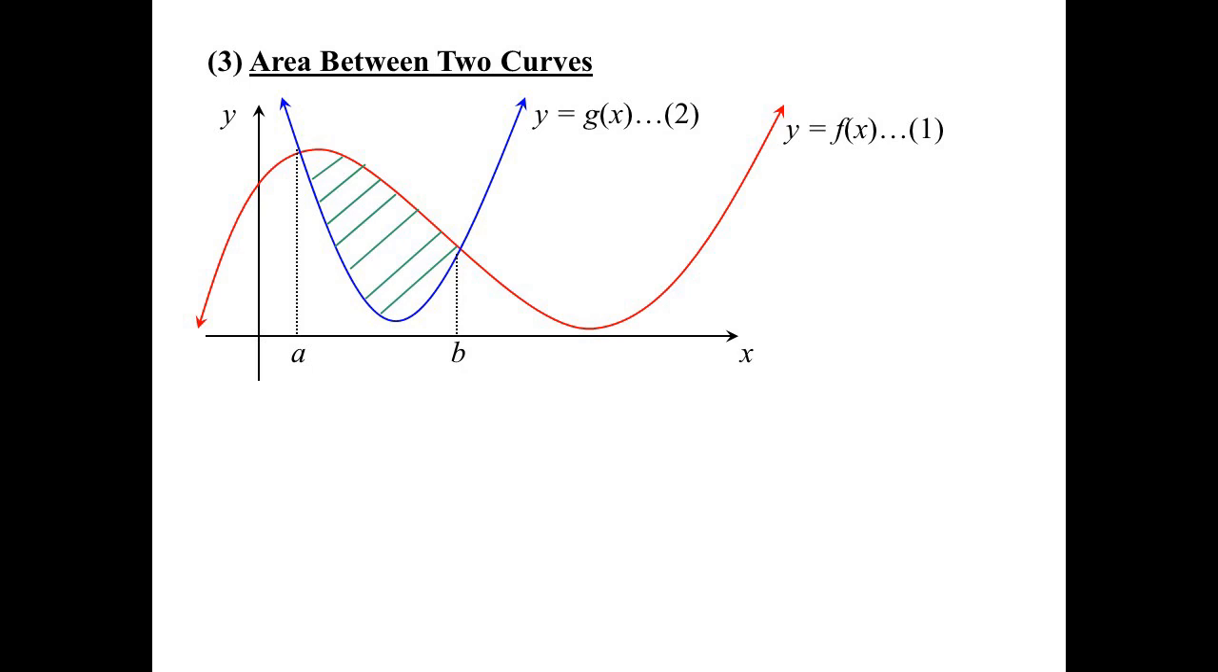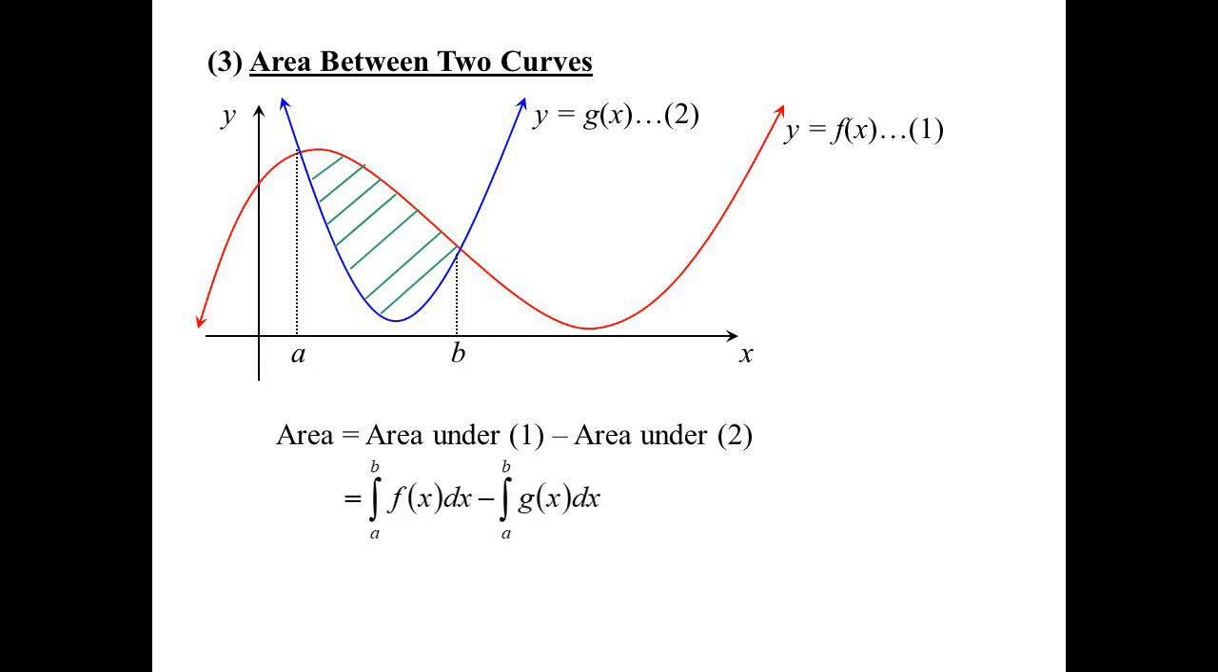But notice by drawing in those dotted lines there, it now kind of makes it obvious what I've got to do. All I've got to do is find the area under the red curve going to the x-axis and subtract from that the area under the blue curve. That will leave me with what's left. Okay, so it'll be the area under the first curve minus the area under the second curve.